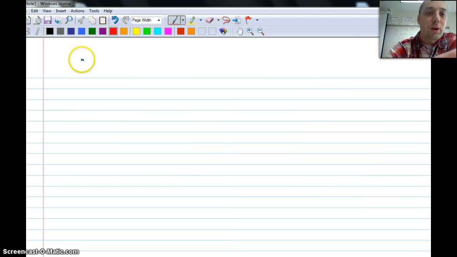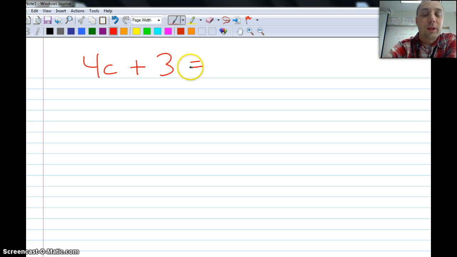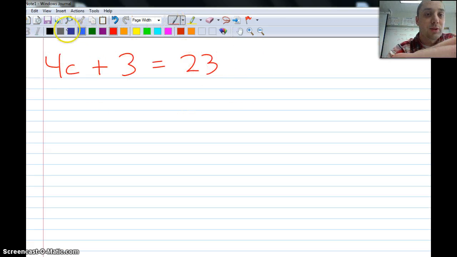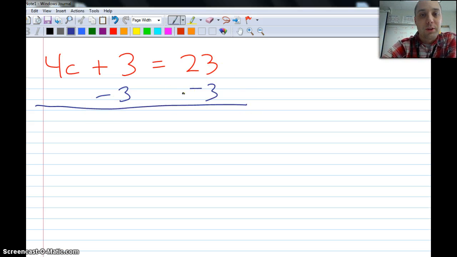If I've got 4c plus 3 equals 23, we're always following reverse PEMDAS, right? Adding or subtracting first. We've got an adding here, so to get rid of a plus 3, we subtract 3. Whatever you do to one side, you've got to do to the other side, right?